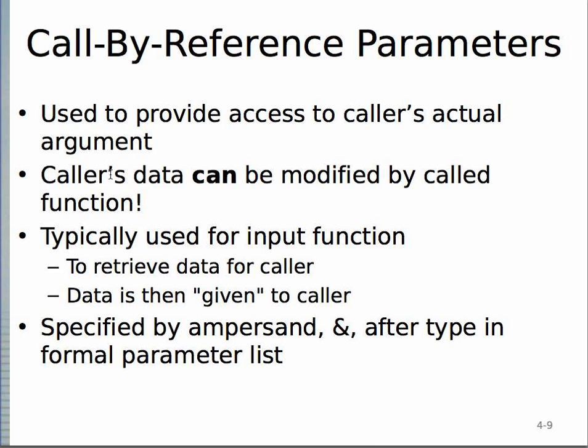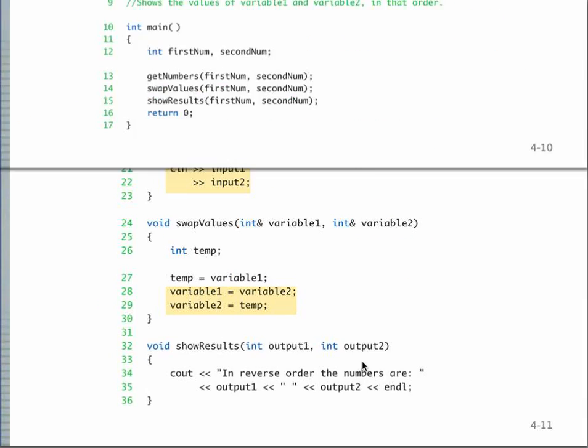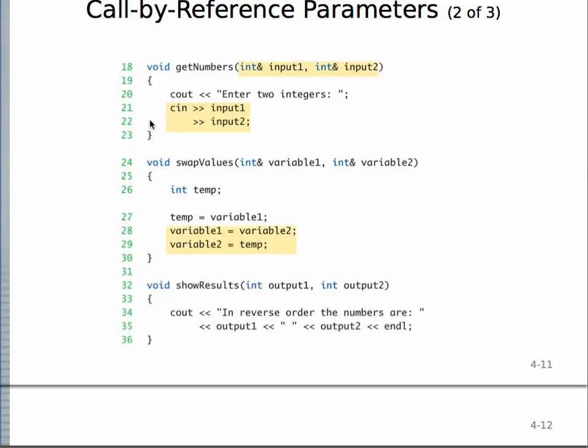Okay, so once again, call by reference. Caller's data can be modified by the called functions, used to get input data from, let's say, the user, and specified by the ampersand after the type. And there's an example here. You can look in the book. This is example 4-2, chapter 4. Might want to take a look.